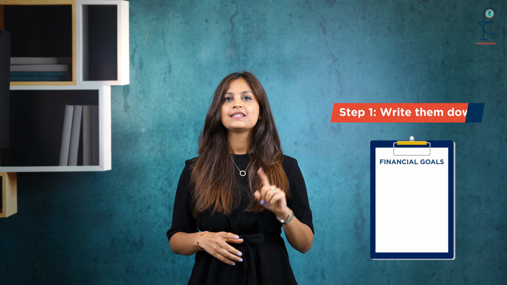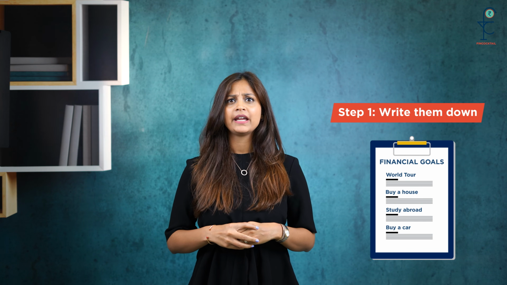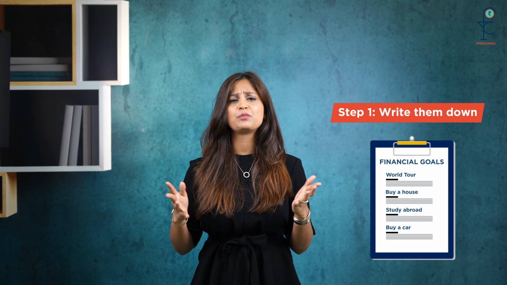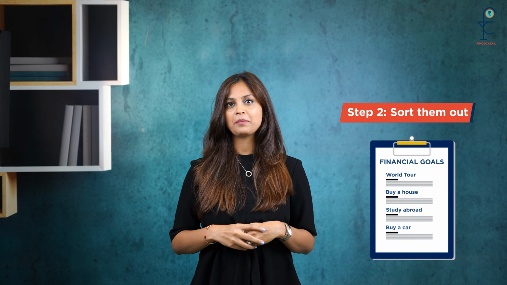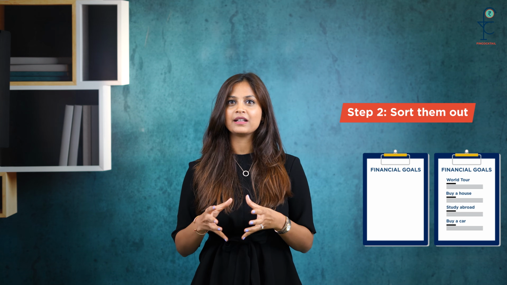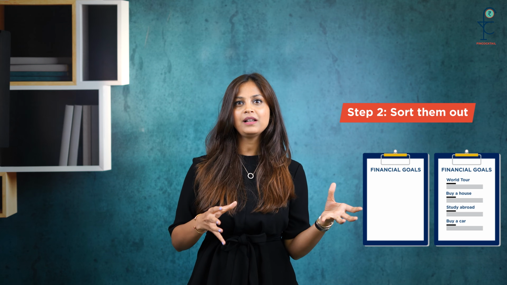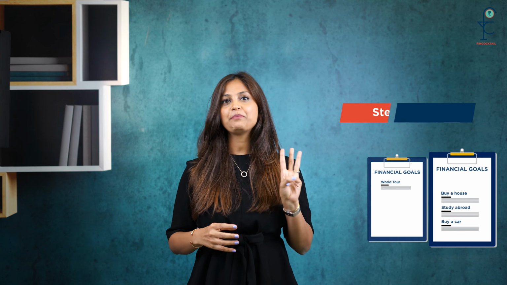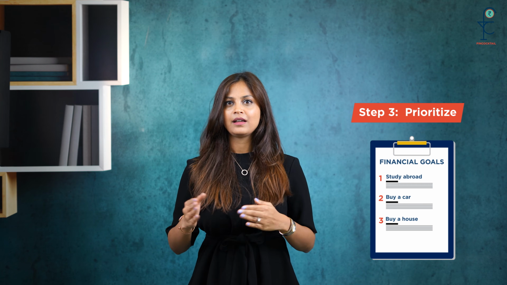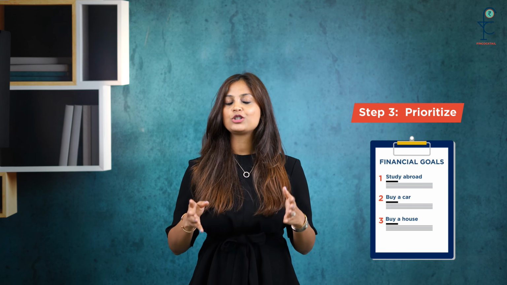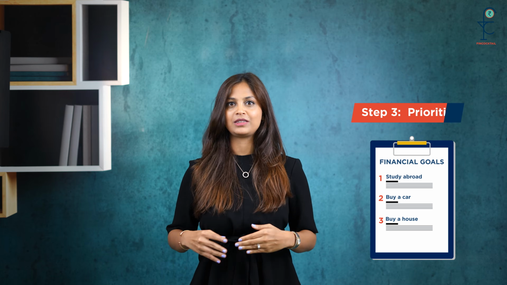Okay, so how do you set financial goals? Step 1. Write them down. It could be anything from your biggest, most unrealistic dream to something that can be achieved in the next few weeks. Step 2. Sort them out. Put them into different buckets which are more realistically achievable and ones that are not. Step 3. Prioritize. Put a number from 1 to 10, 1 being the most important, next to each goal. This will help you sort them out.